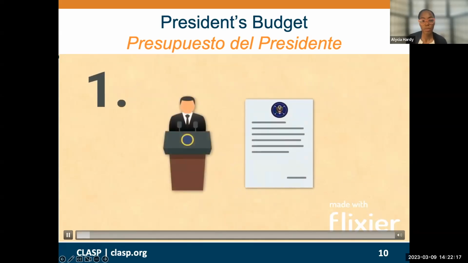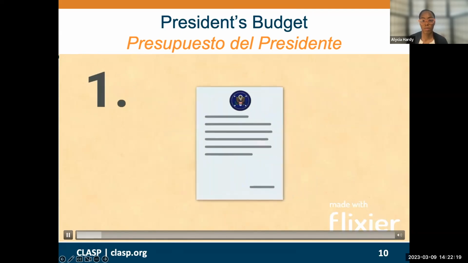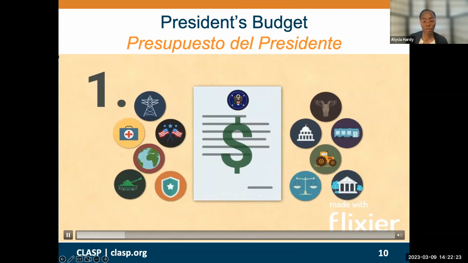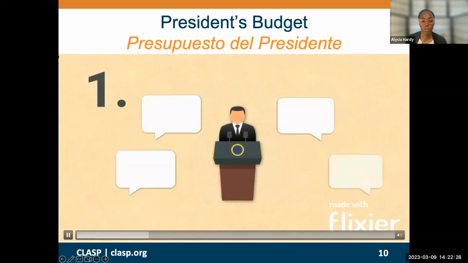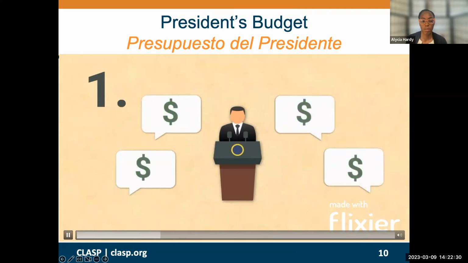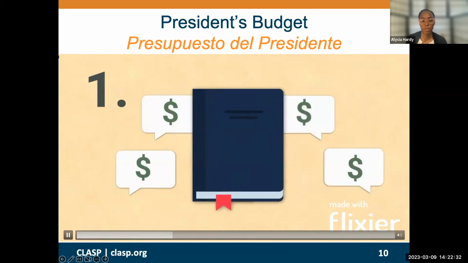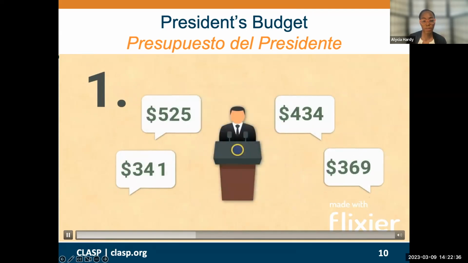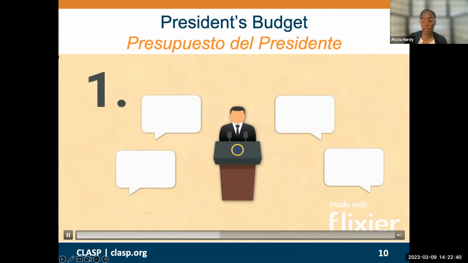1. The president's budget request is what the president wants the budget to be. A budget request shows what the president thinks is important to spend money on. The president starts by listening to budget requests from different departments in the government, like the Department of Education or the Department of Labor. Each department tells the president how much money they need. The president listens to all of the departments.